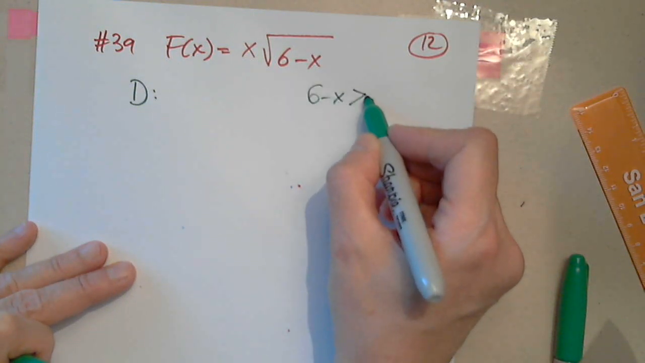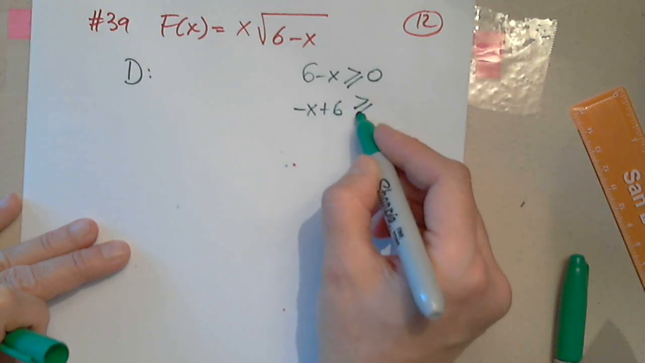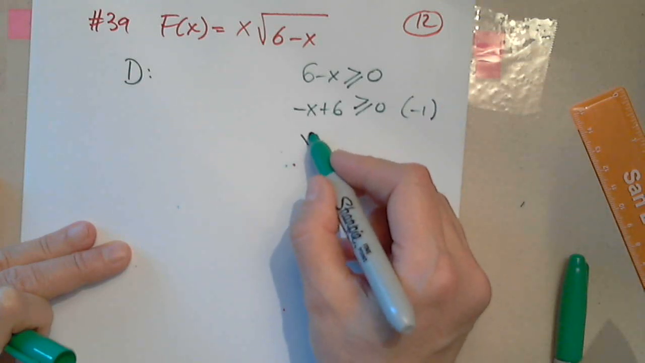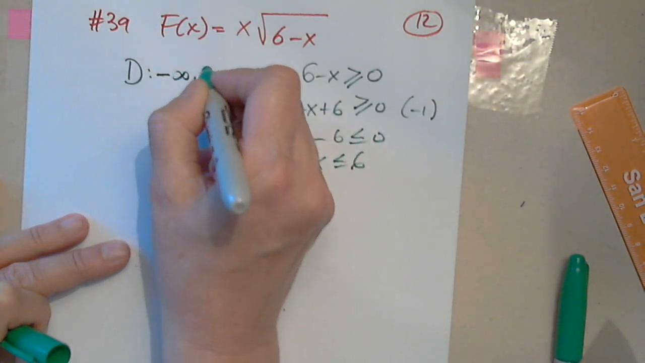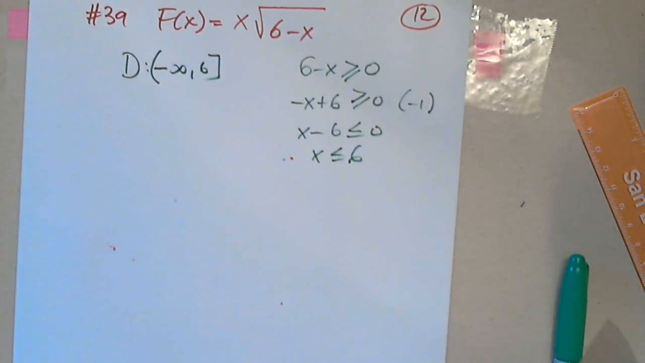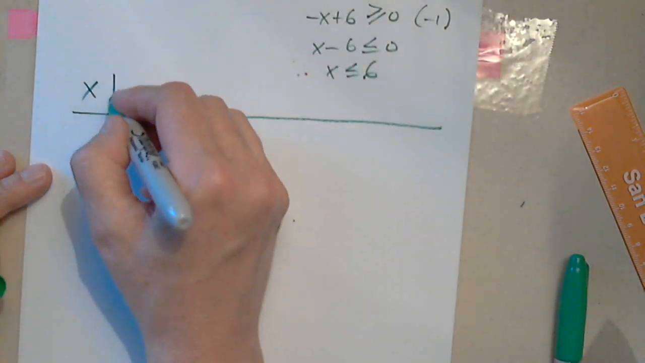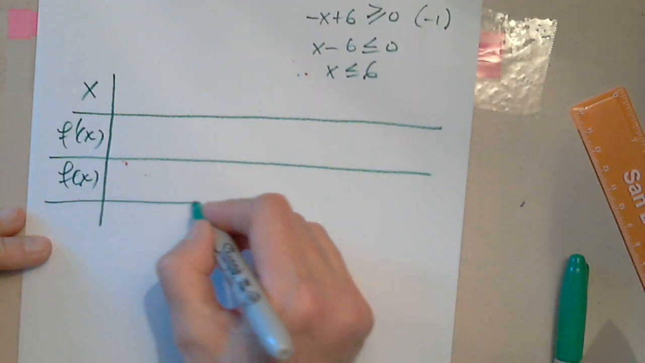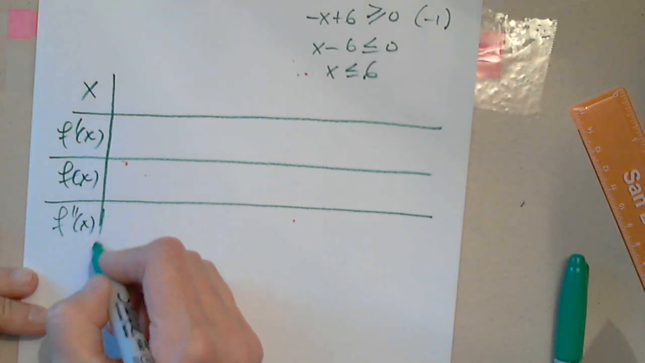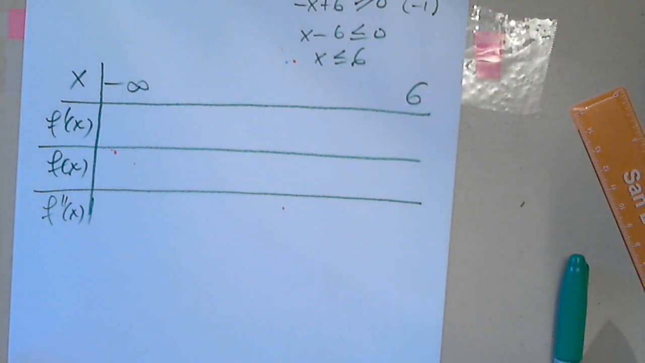that 6 minus x must be greater than or equal to 0, which means negative x plus 6 greater than or equal to 0. Multiplied by negative 1, x minus 6 less than or equal to 0, or x less than or equal to 6. So the domain of this function is this. Is this acceptable? Yes. Perfect. That's my starting point. I have no choice. That's the domain. Negative infinity to 6.